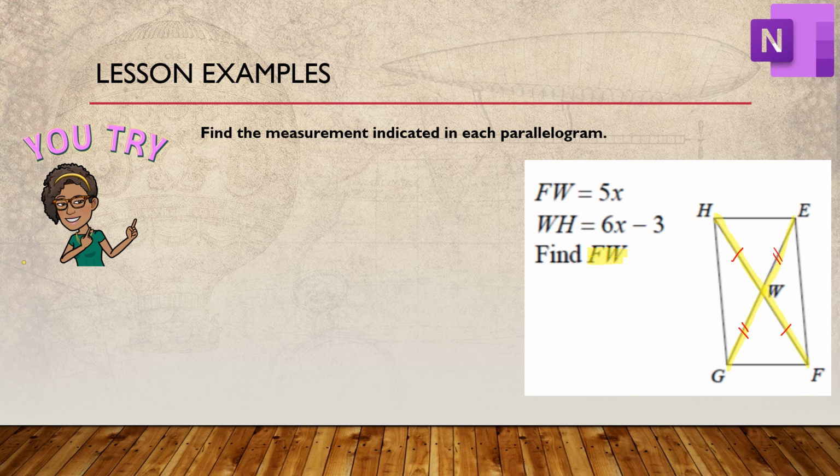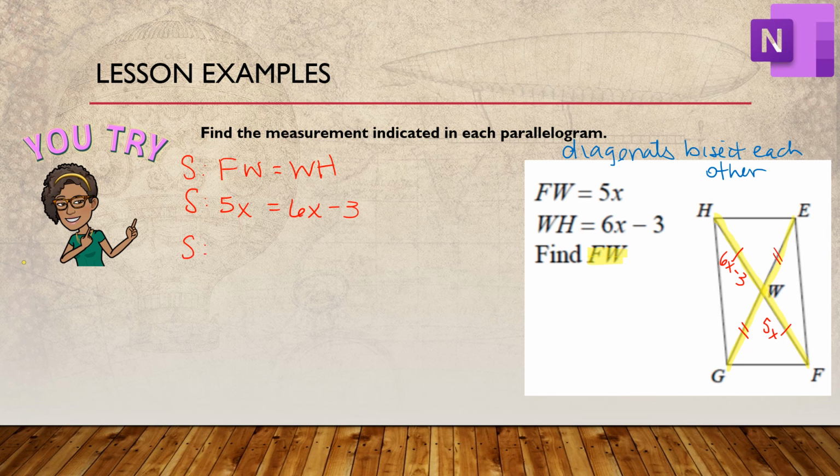So we are using diagonals bisect each other. That is the property that we're using. So they give us that FW is 5x, and they give us that WH is 6x minus 3. So because these two segments are equal to each other, I am easily able to set up an equation. So that is 5x equals 6x minus 3, and I can simply solve by doing some algebra.